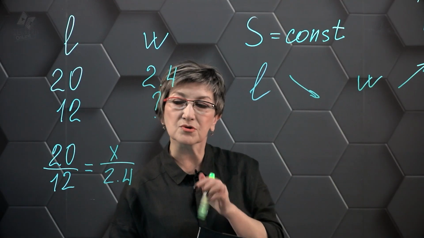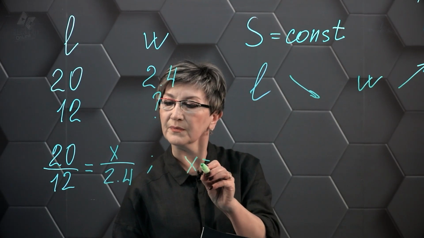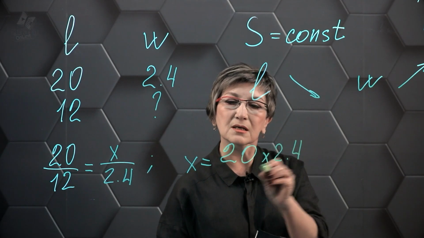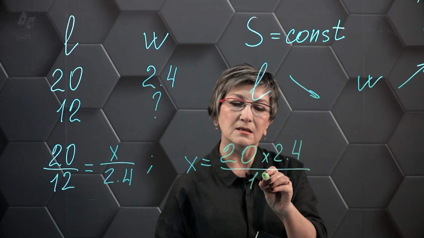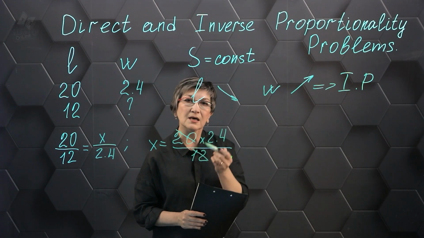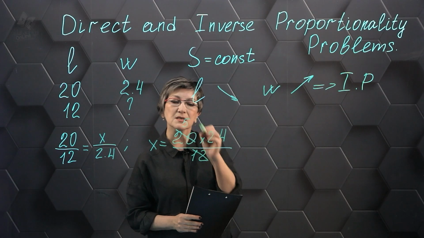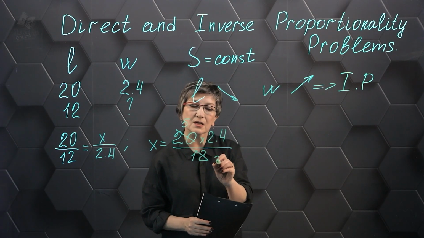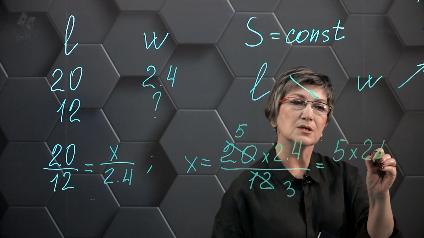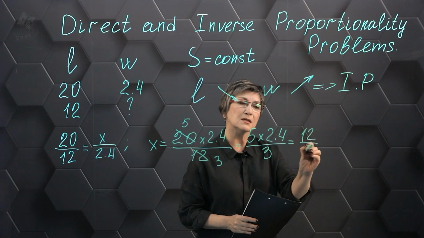And now let's solve the proportion, applying the basic property of proportion. X equals 20 times 2.4 divided by 12. Let's divide the numerator and denominator by 4. 20 divided by 4 is 5, 12 divided by 4 is 3. Now let's multiply 5 by 2.4 and divide by 3. 12 divided by 3 equals 4.